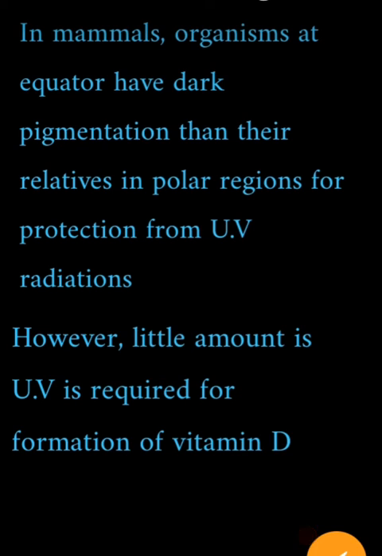In polar areas, people are not as dark as people in equatorial regions, because at the equator they need to protect themselves from UV radiation. So by producing more and more melanin, they appear darker than the organisms in the polar regions.